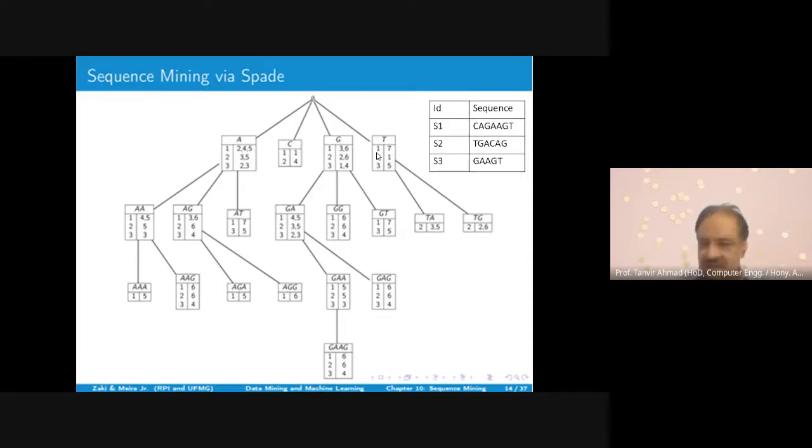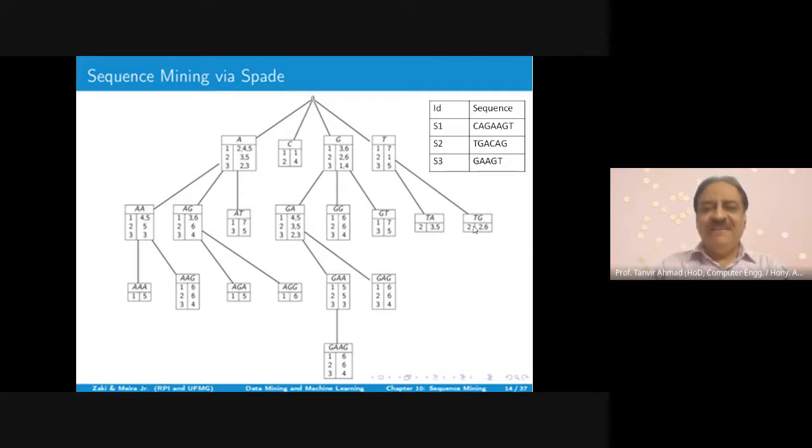And now, at the second level, you are going to remove all those subsequent sequences which have a minimum threshold of less than 3. Therefore, AT will go, GT will go, TA will go, and TG will go. All these 4 will be removed. Now, let us try to find the extensions of AA. Now, AA will combine with AAA, AAG, and what? AAT.